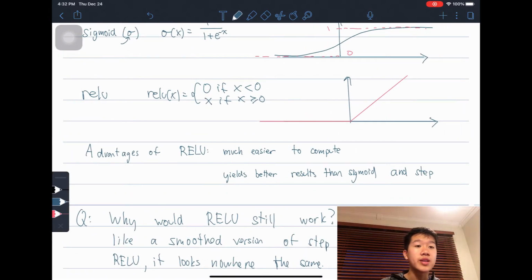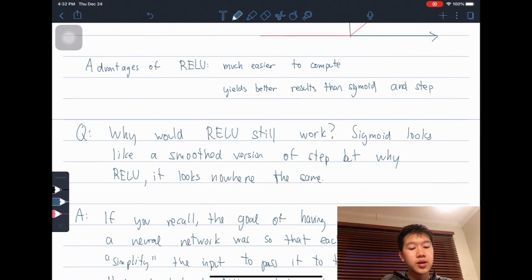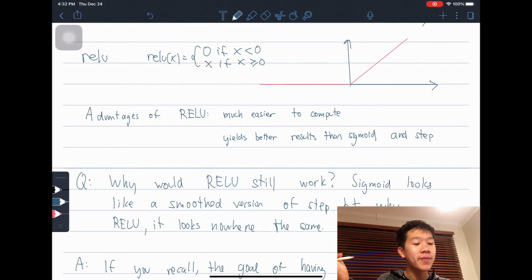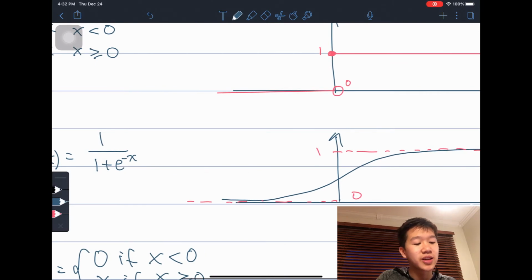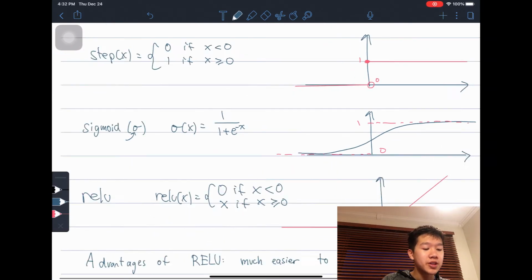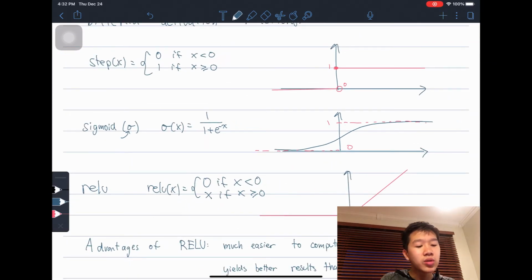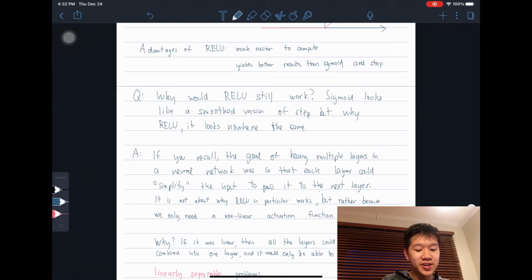And what are the advantages of ReLU? ReLU is much easier to compute than sigmoid, and it yields better results than sigmoid and step. Some of you may be confused and ask, what happened to our step function? Sigmoid makes sense because it's just step of x but smoothed out. But why would ReLU work at all? It's literally not the same function at all.